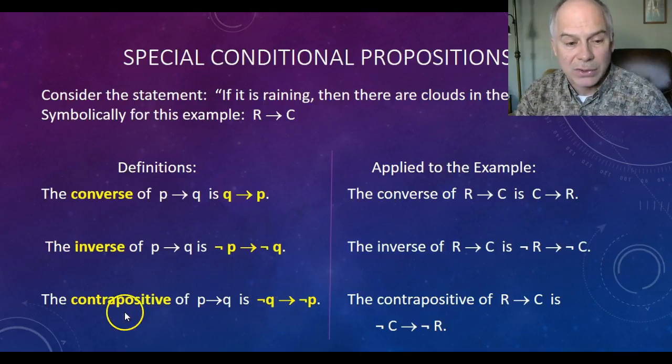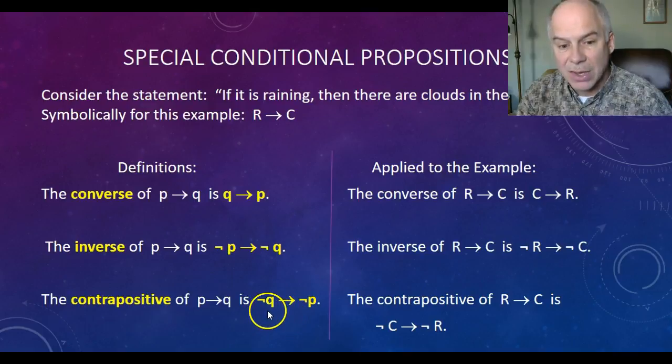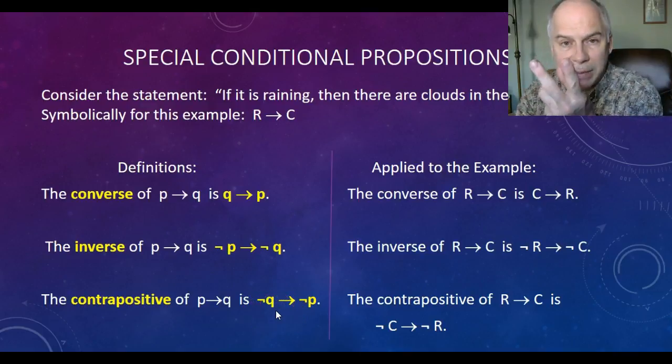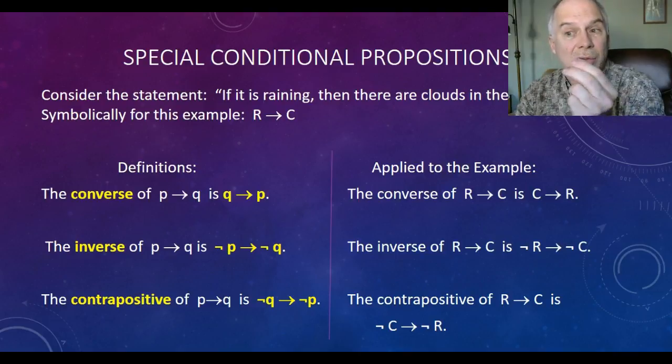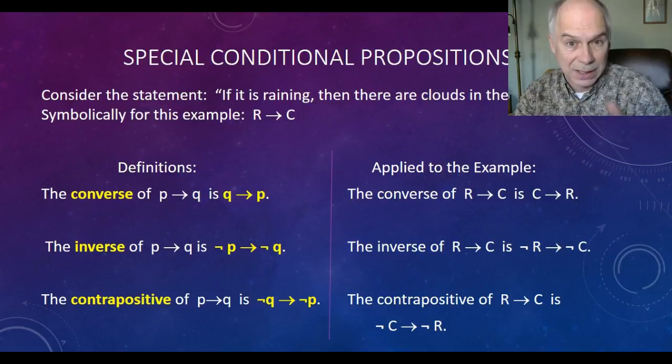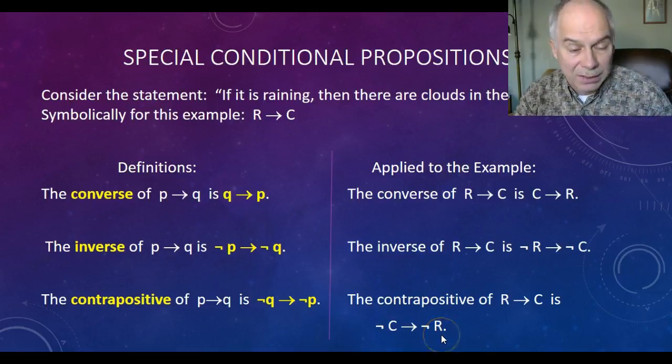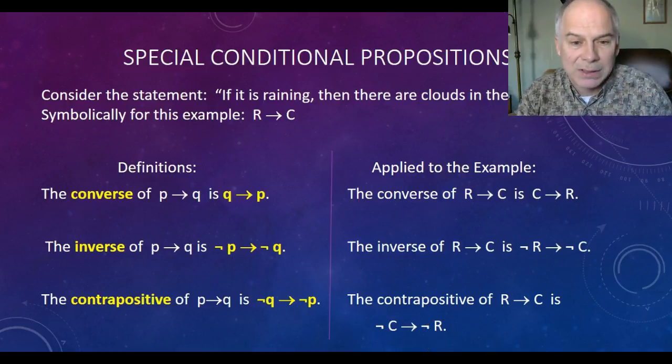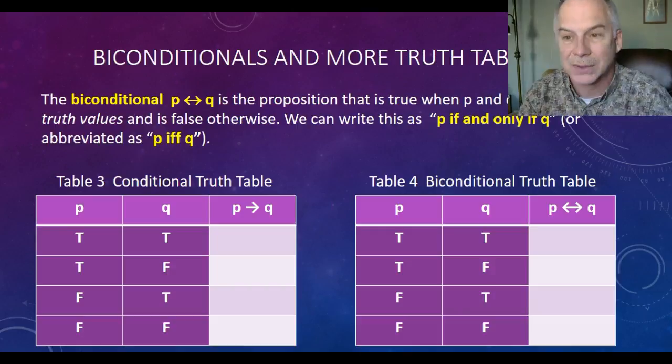So what did we do to create the contrapositive? We not only switched around the P and the Q, but we negated both of them. So if you switch around the order of the P and the Q and you negate them, you create the contrapositive, which is what we call logically equivalent to the original statement. In this case it would be if there are no clouds in the sky, then there's no rain, which most people would accept to be true. I'm just going to go on.